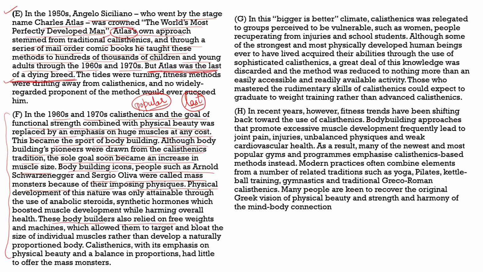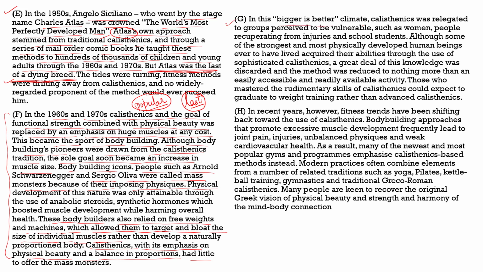These bodybuilders also relied on free weights and machines which allowed them to target and bloat the size of individual muscles. Calisthenics, with its emphasis on natural beauty and balance in proportions, had little to offer the mass monsters. This paragraph is talking about the mass monsters, the bodybuilders, muscle training, how they increased the muscle size, and talked about 2 people. Have you found the answer in this passage? The answer is no. But keep a note of what passage number F is talking about. Let us go to paragraph number G.